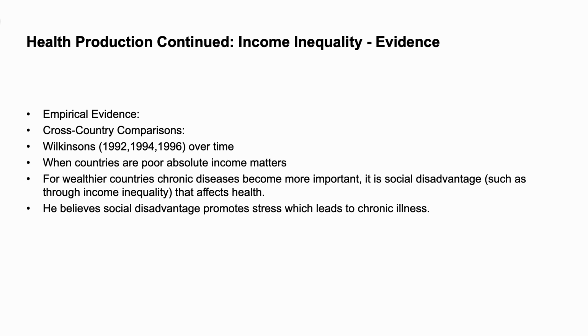Wilkinson's core argument is that in wealthy societies, chronic diseases are the primary cause of death, and these diseases are often stress-related. He theorizes that social disadvantage, a product of income inequality, creates chronic stress, which then leads to these illnesses. However, it is important to note that the overall evidence from cross-country studies is mixed, possibly due to the difficulty of comparing data across different nations.